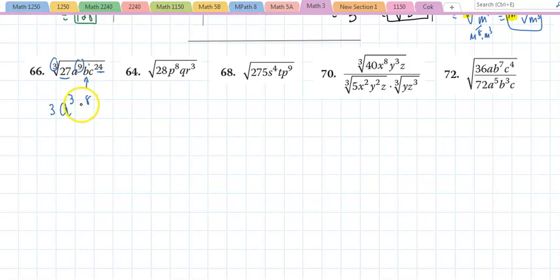And what's left underneath the radical? The cube root specifically. Just the b in this case. And that would be my answer, and that's pretty much it.